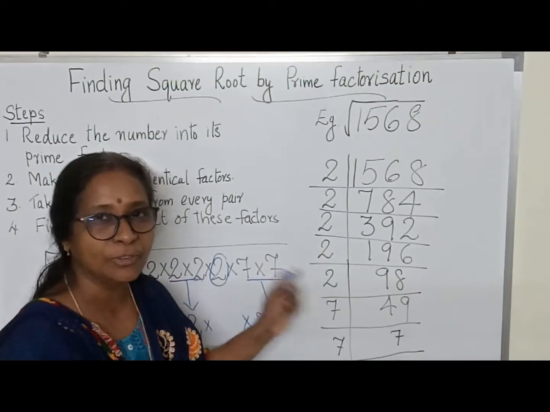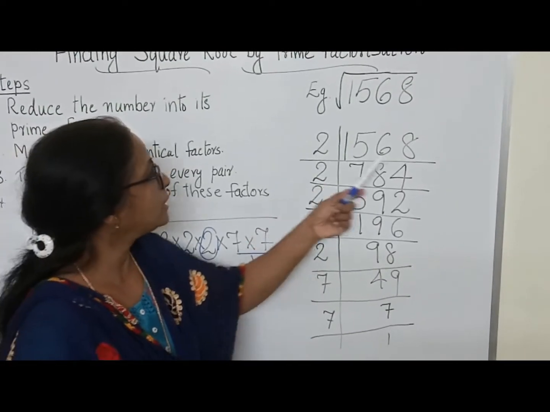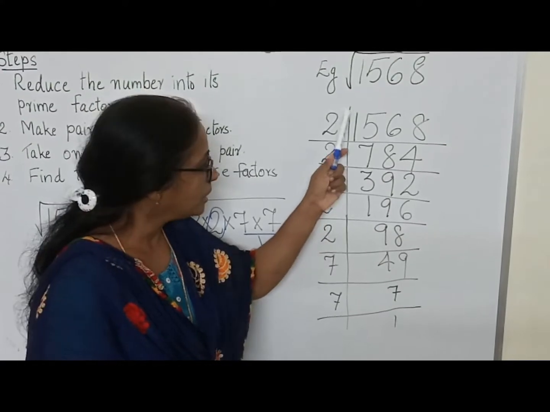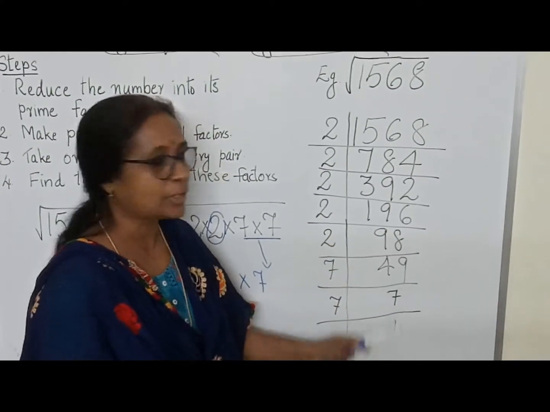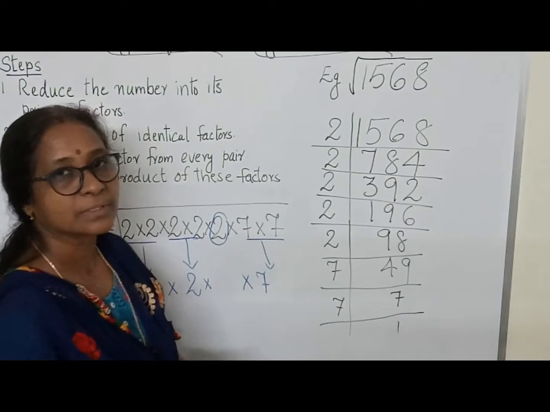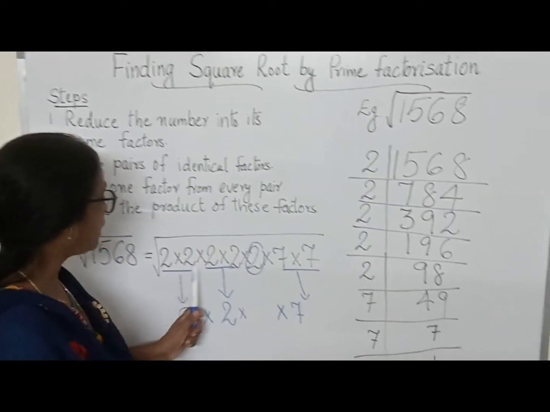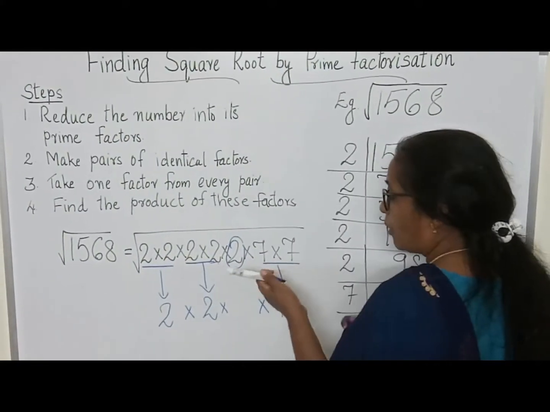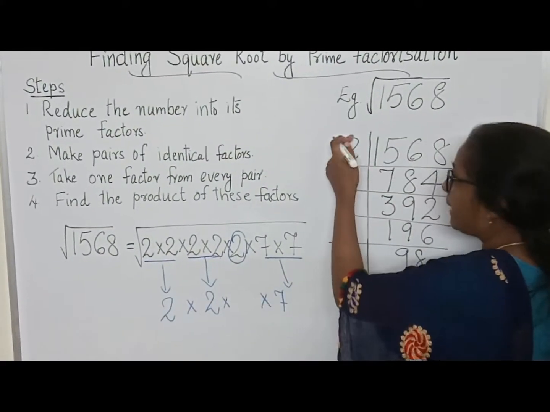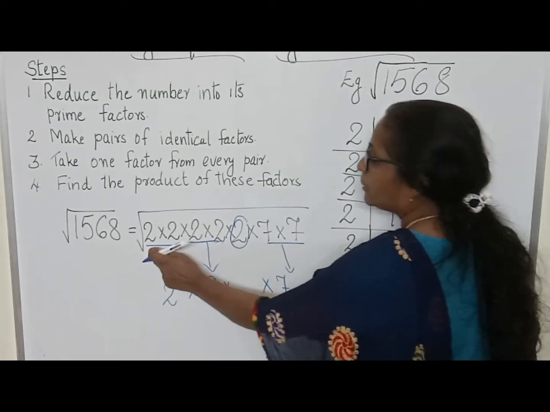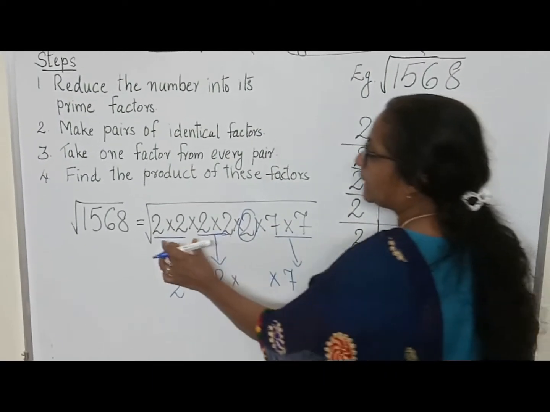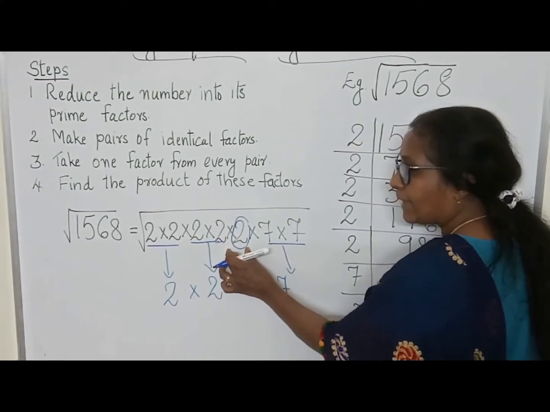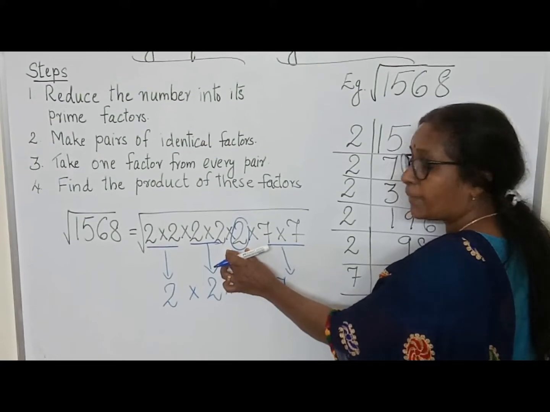First, reduce it into its prime factors. It is an even number, divided by 2. Again, even number, divided by 2. You get factors like this. These are the prime factors. Now, let us write all the prime factors under the radical sign. I wrote all the prime factors which I got here under the radical sign. Then I made the pairs. One pair, second pair. This factor is alone. There is no pair for this.